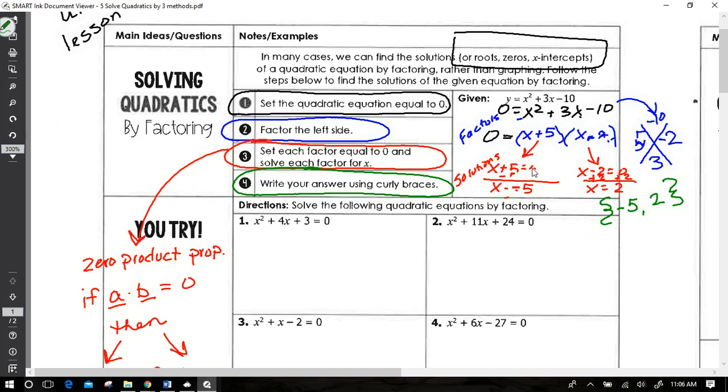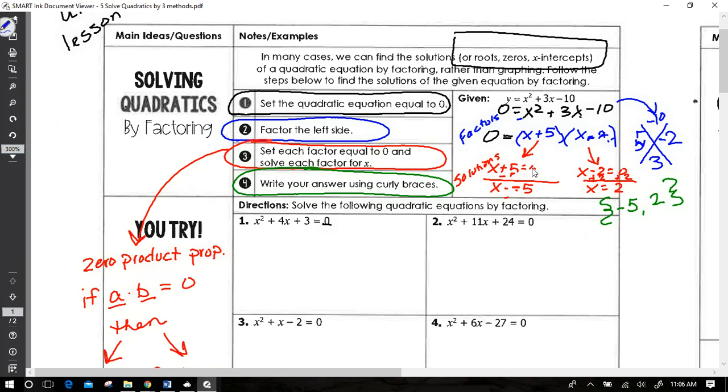Notice how factoring is a very small role in solving quadratics, but it does speed this process up and not having to graph it by hand. Okay, let's try number 1 down here together. So it is already set equal to 0, so I can skip that step.